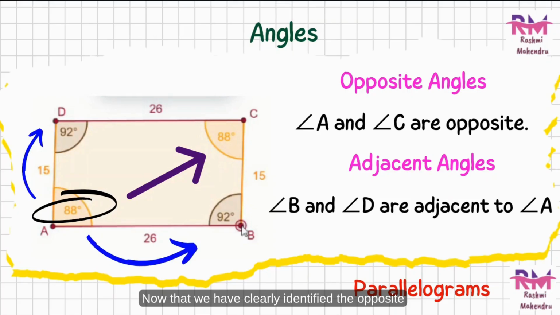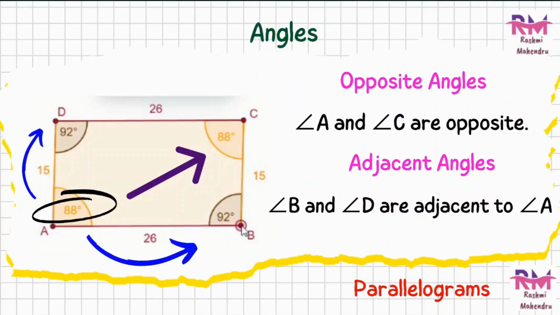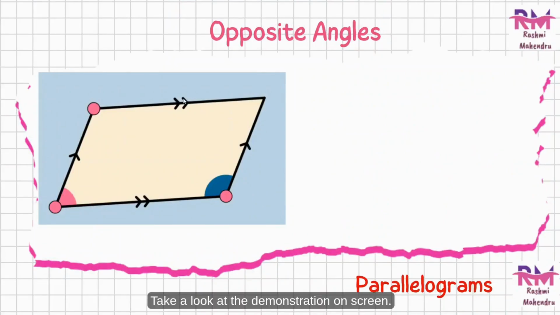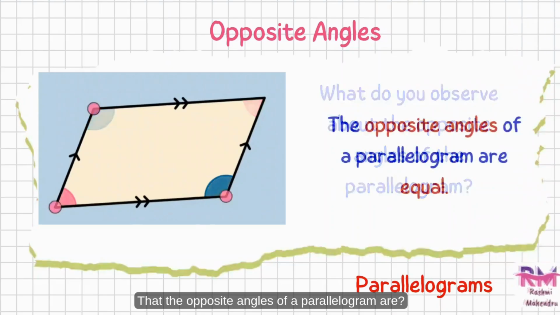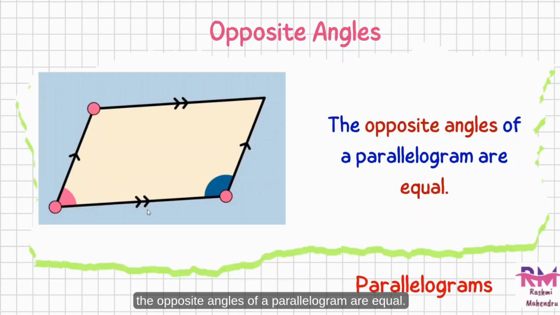Now that we have clearly identified the opposite and adjacent angles, let's observe how they behave in a parallelogram. Take a look at the demonstration on screen. We have highlighted two angles, one in pink and one in blue. Let's make a copy of the pink angle and move it across to the opposite corner. What do you observe? It fits completely into the vertex, and if we do the same with the blue angle, this also fits exactly, no gaps and no mismatch. So what conclusion can we draw? The opposite angles of a parallelogram are equal.